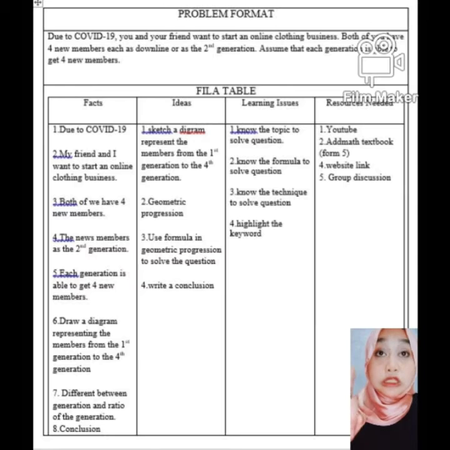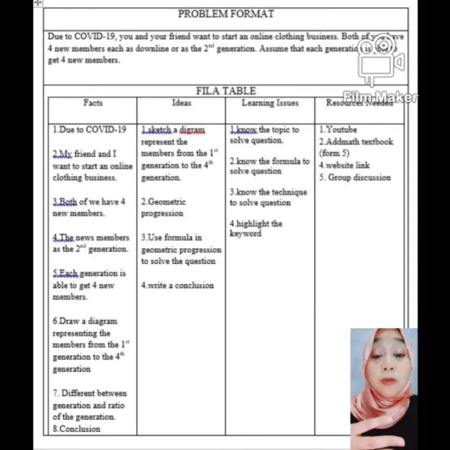So the fact first is due to COVID-19. Second, my friend and I want to start an online clothing business. So both of us have 4 new members. The new members is a second generation. So each generation is able to get 4 new members. So we draw the diagram representing the members from the first generation until the fourth generation. So the difference between generation is show the ratio of the generation, and last we make a conclusion.